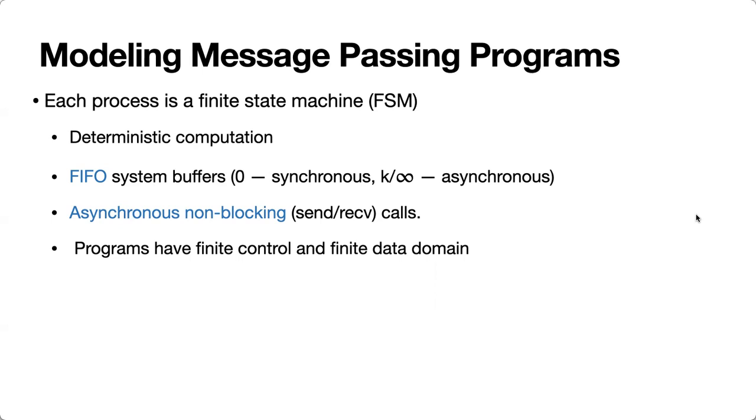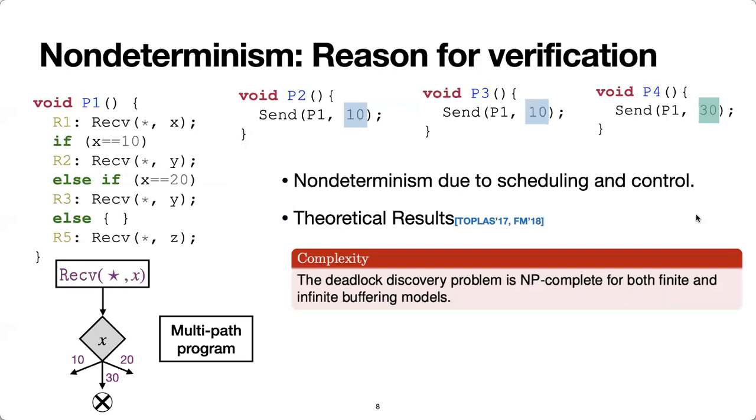While under asynchronous semantics, when you have non-zero system buffering available, the send semantics essentially become local. So the send would complete and therefore match as soon as the send data payload is copied out from the sender's address space into the system buffer. So that's all. And of course, the programs are assumed to have finite control, working with finite data domains. So under these assumptions, we show some theoretical results.